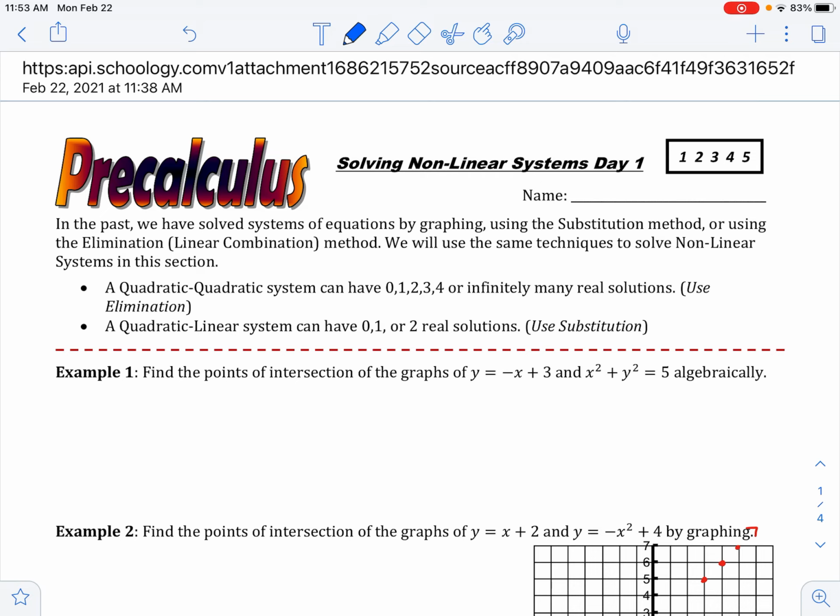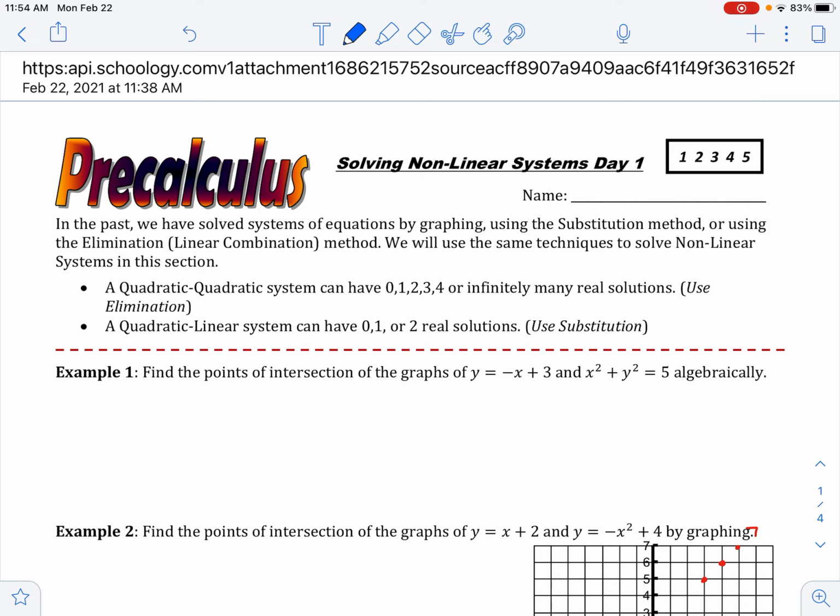All right, so this is solving nonlinear systems day 1. In Algebra 2 with Trig, in Integrated, in Algebra in middle school, you solved linear systems where you were given 2 equations of 2 lines and you found out where they intersected. Now you could do that graphically, by substitution, elimination, or in Algebra 2 with Trig, you also learned matrices.